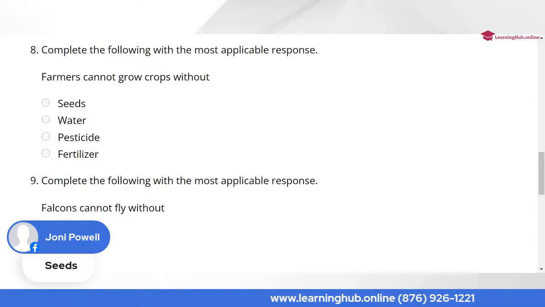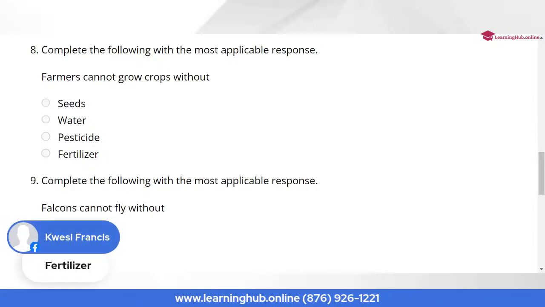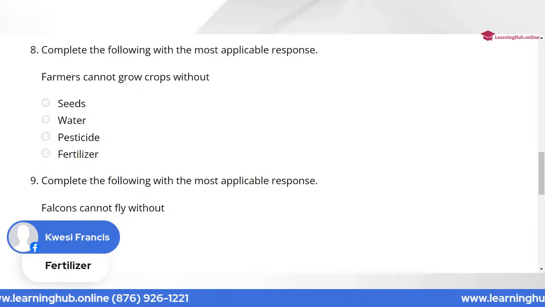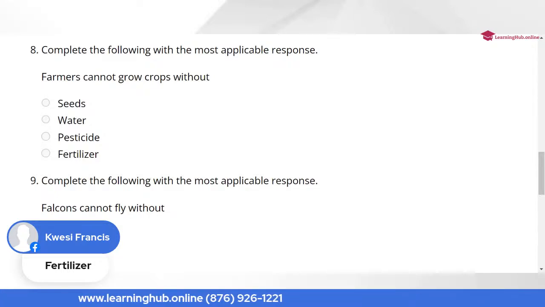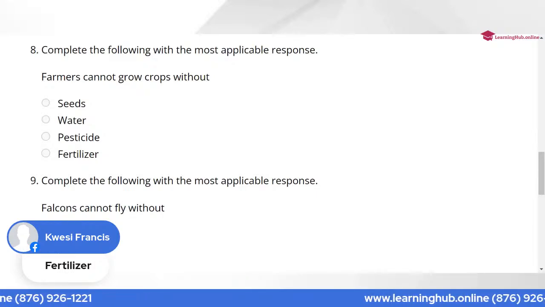All right. Now, somebody's saying fertilizer. Think about this, guys. Nope. Because the farmers that do organic farming, they don't use fertilizers. And I think you did that in grade 5. Organic farming does not use fertilizers. So yeah, farmers can grow crops without fertilizer. You don't have to have fertilizer. All right. Let's see.